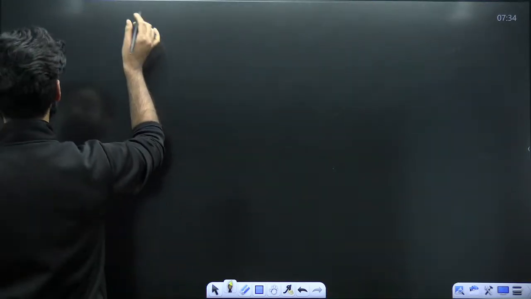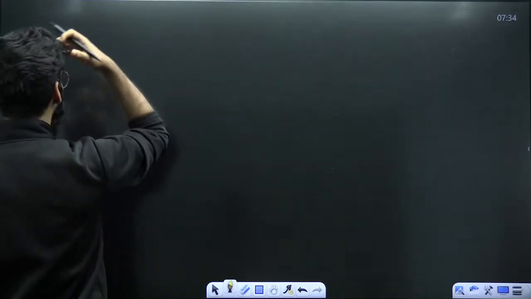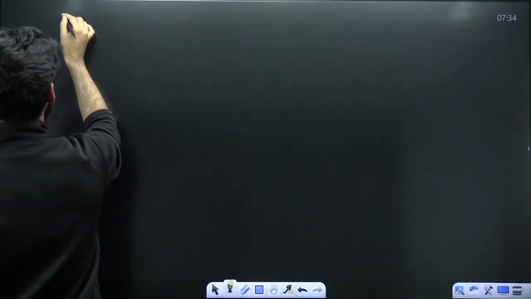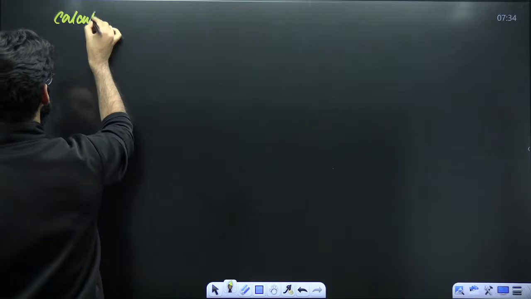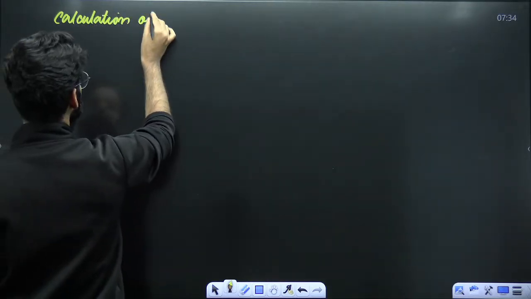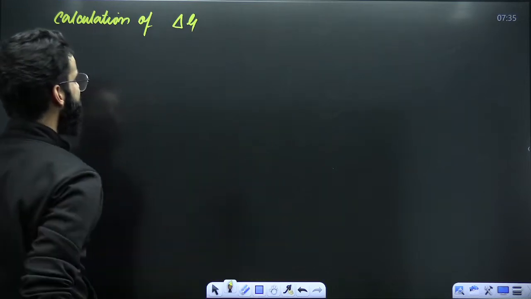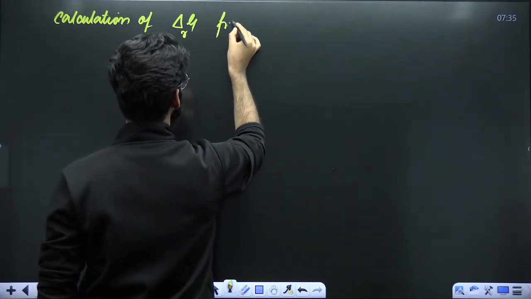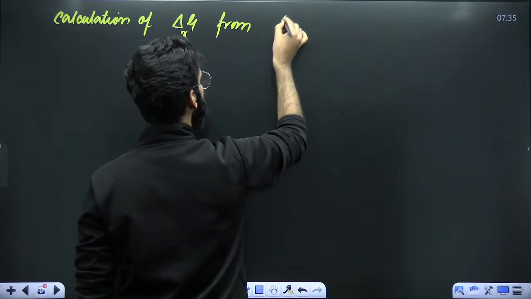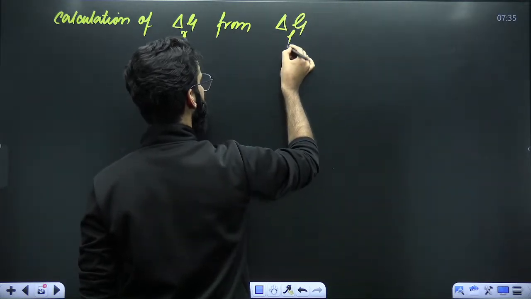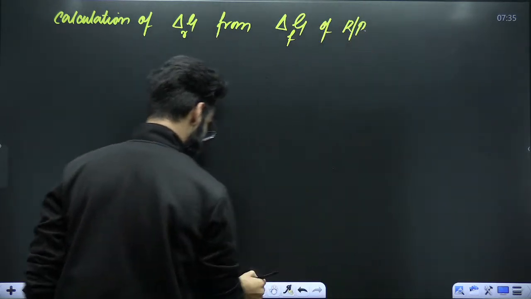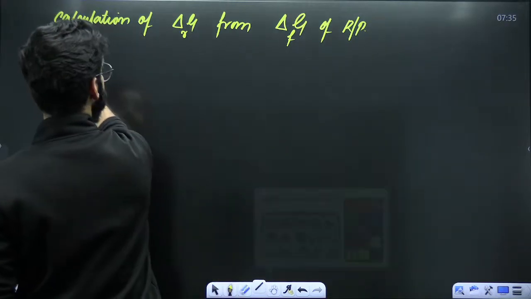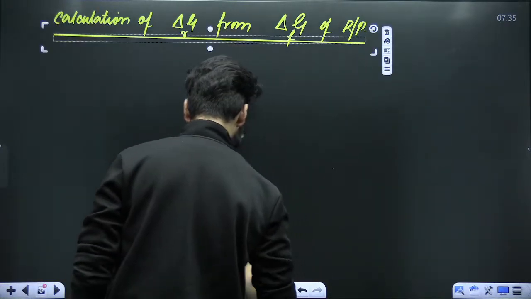Now, guys, there is one more thing which I would want to discuss with you first of all. That is Gibbs free energy, or let me write it like this: calculation of delta G for the reaction from Gibbs free energy of formations of reactants and products. This is one more small topic which I would want to discuss with you. It's simple, guys. It's very simple.